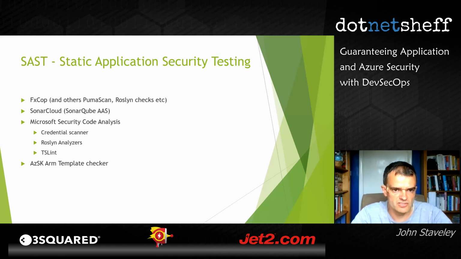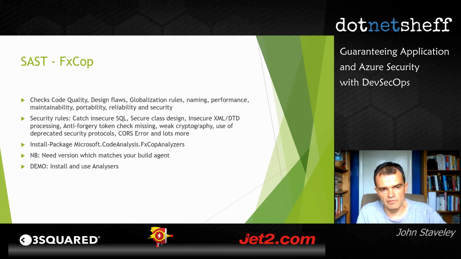Okay, first off, FxCop. You can check for a lot of things like code quality, design flaws, globalization rules, naming, performance, maintainability, and so on, and security, which is what we're interested in here. So you can catch insecure SQL, tell you if your class design is poor, look for insecure XML and data type definition processing, check if you haven't put in anti-forgery token checks, if you've used weak cryptography, and deprecated security protocols, and lots more.